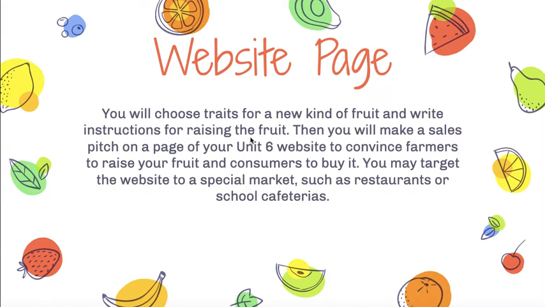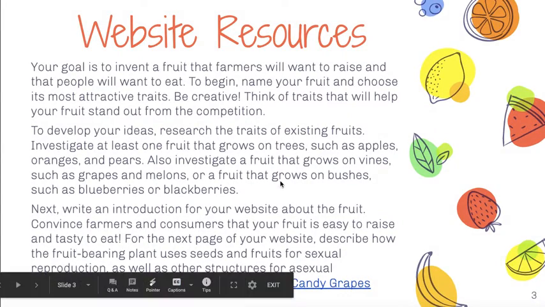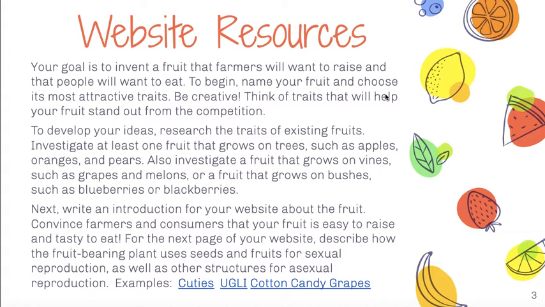And then you're also going to write a sales pitch to sell it either to a special market, maybe a teenage market. We talked about having a Sour Patch fruit, and also on this slide, the website resources at the bottom here around Cuties, which are those cute little oranges that you guys have brought. They peel really easily because of a genetic alteration. The ugly fruit video that you watched, there's also such a thing as cotton candy grapes.